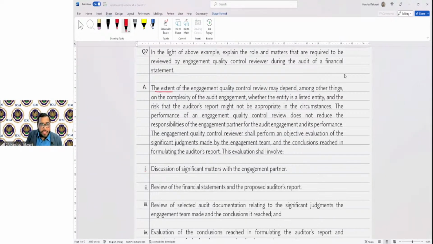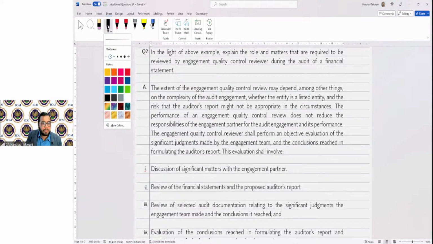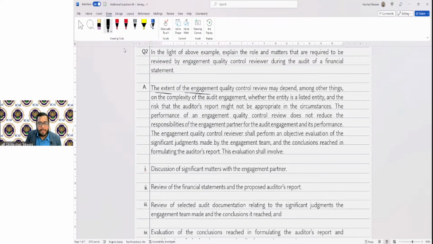The extent of the engagement quality control review may depend upon other things, like the complexity of the audit engagement, whether the entity is a listed entity, and the risk that the auditor's report might not be appropriate in the circumstances. So it depends upon multiple things. Now, the performance of an engagement quality control review does not reduce the responsibility of the engagement partner for the audit engagement and its performance.